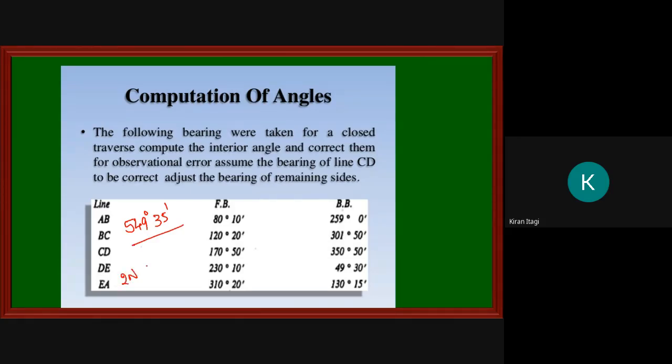Cross check this one: (2n minus 4) multiplied by 90. How much will you get? 540. How much will be the error?